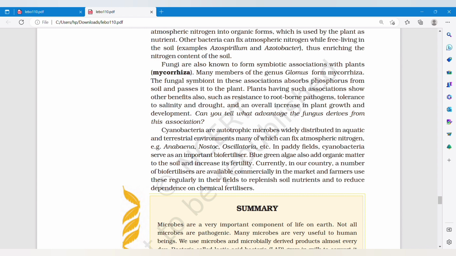Cyanobacteria are autotrophic microbes widely distributed in aquatic and terrestrial environments, many of which can fix atmospheric nitrogen, for example Anabaena, Nostoc, Oscillatoria, etc. In paddy fields, cyanobacteria serve as an important biofertilizer. Blue-green algae also add organic matter to the soil and increase its fertility. Currently in our country, a number of biofertilizers are available commercially in the market, and farmers use these regularly in their fields to replenish soil nutrients and to reduce dependence on chemical fertilizers.